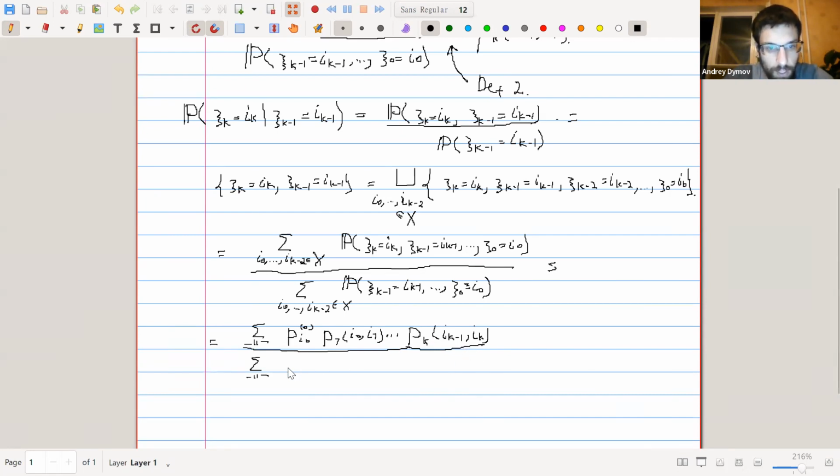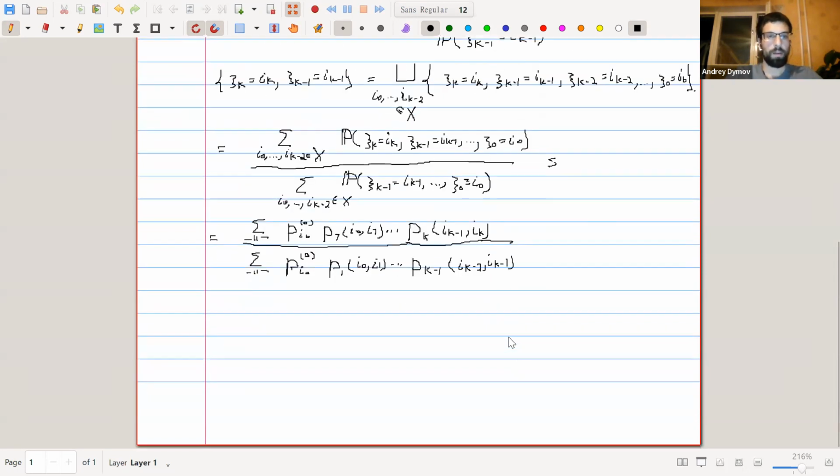In the denominator, I have a similar product, but it is slightly shorter because the last term corresponds to the moment of time k minus 1. Okay, what should we do next? Look, sorry, I have a mistake here, because I should take the summation. Everything is okay. We have the same summations in the numerator and in the denominator, right?